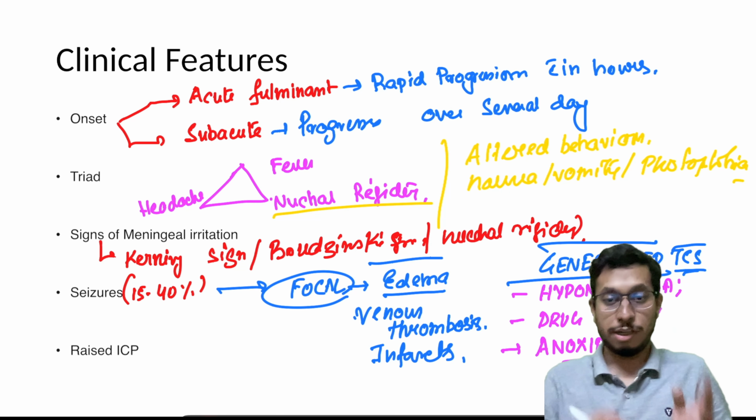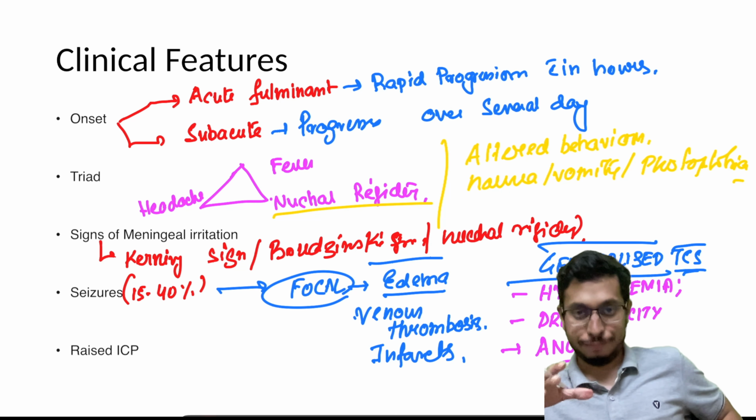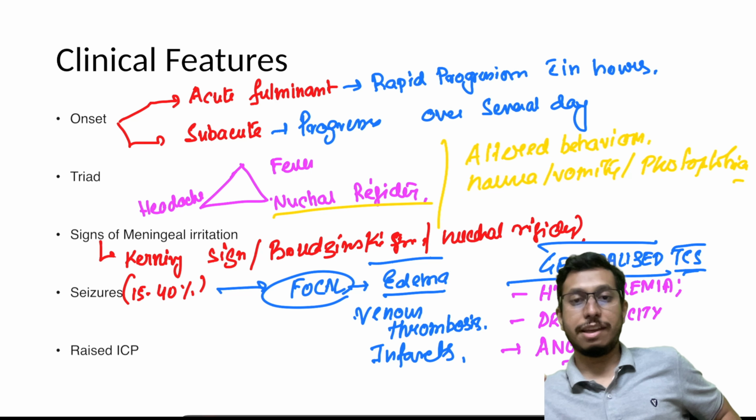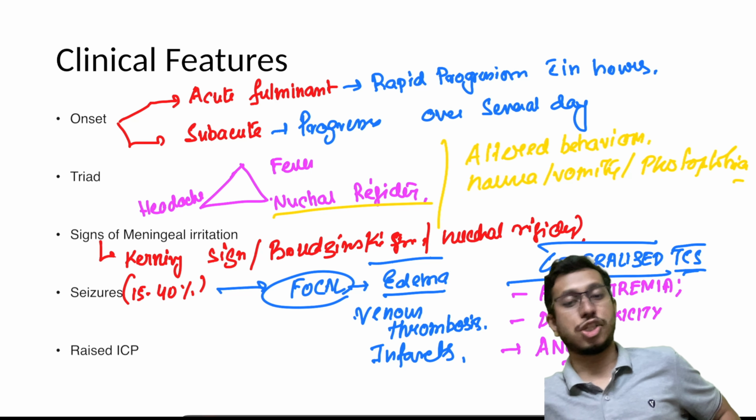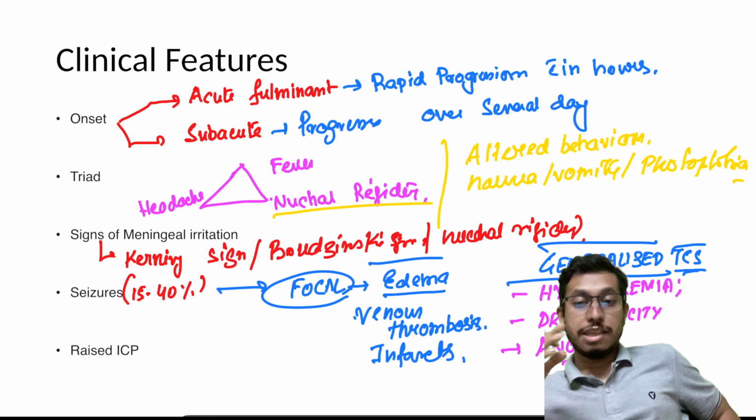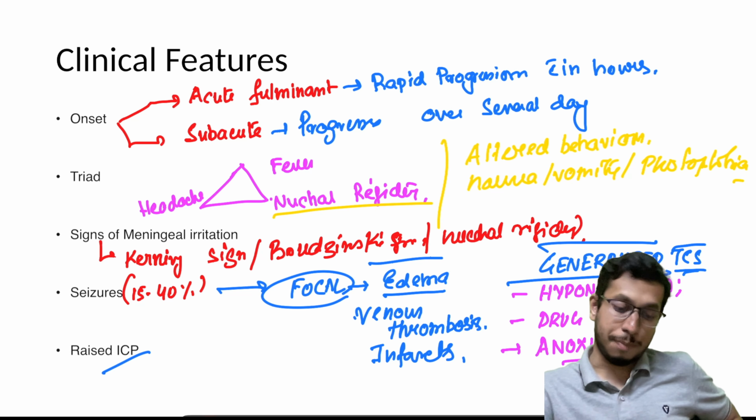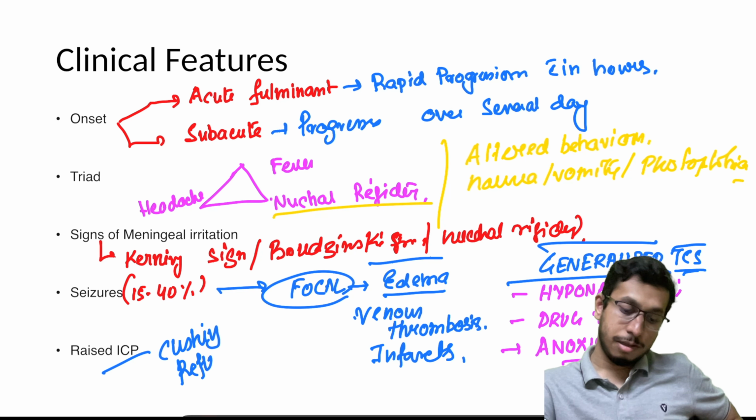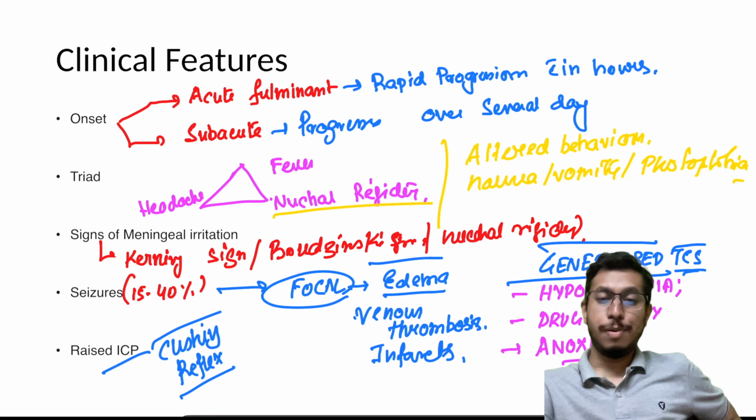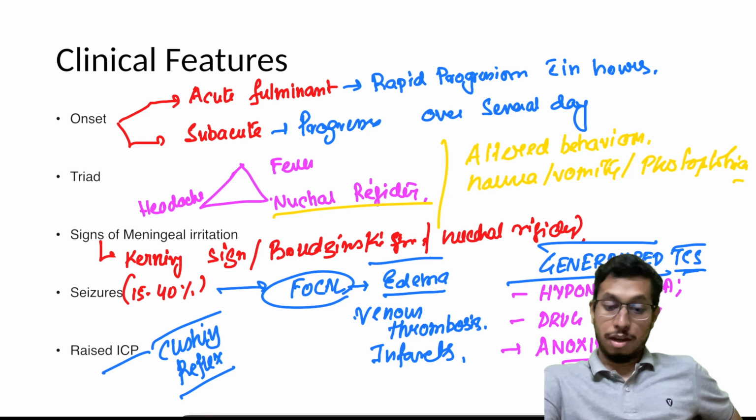Raised ICP, we have already discussed. Raised ICP is seen due to vasogenic edema, cytotoxic edema, and interstitial edema. So, what are the signs of raised ICP? Mainly the Cushing reflex will be seen due to raised ICP. So, the Cushing reflex will be seen due to raised ICP in a meningitis patient. Okay.